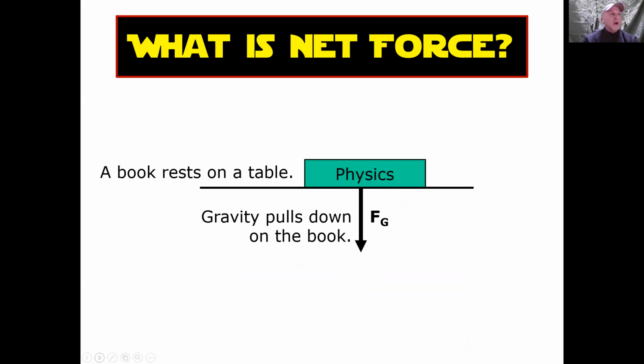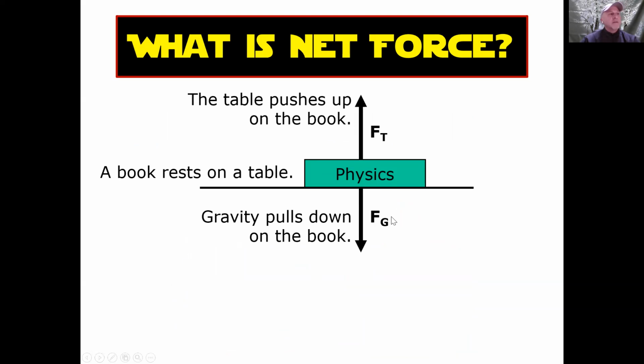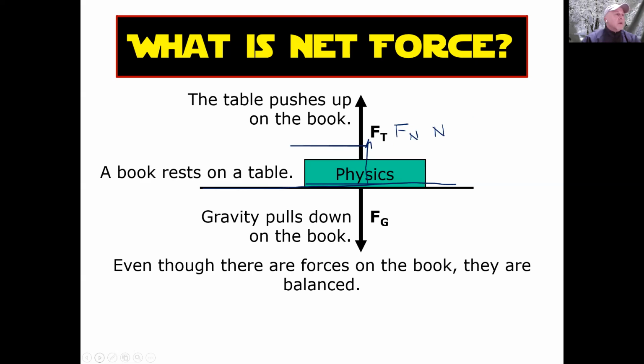Another example, probably the easiest one I can think of: a book rests on the table, so we always have the force of gravity. Again, you can label it Fg or you can label it W. The table pushes up. In this particular slide, they called it Ft, as F of table. If I was the one that created this slide, I would change that to Fn or N, for normal force, because here's where they're in contact. It's a perpendicular force, right? A normal force is always a reactionary force due to objects in contact with each other.